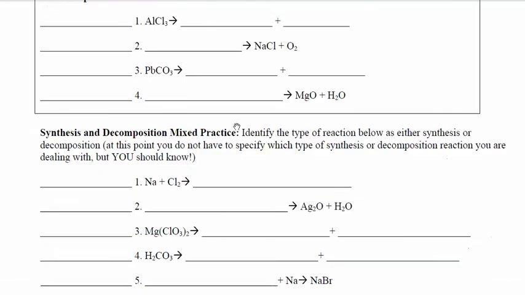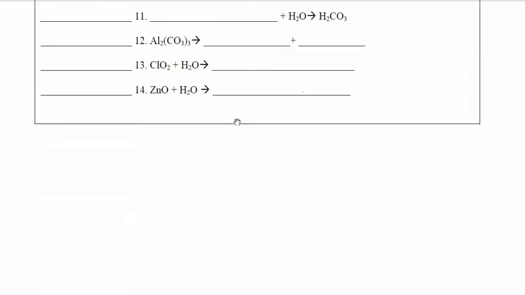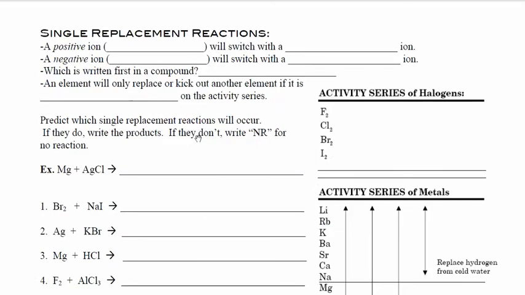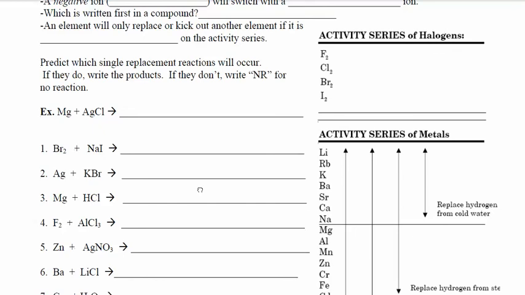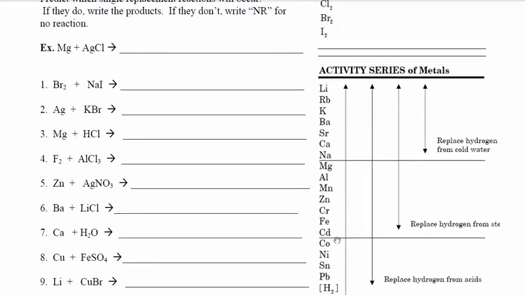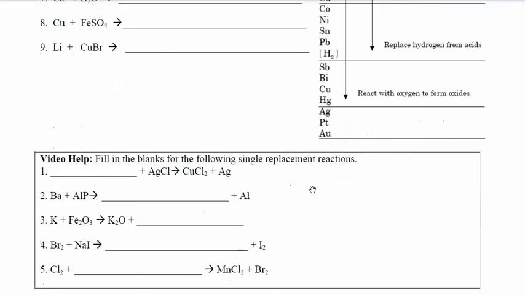That was decomposition. For single replacement reactions, guys, remember a metal kicks out another metal, or positive kicks out a positive. So Mg would kick out Ag, a negative kicks out a negative, so Br would kick out I. Do remember, though, that in order for something to kick something else out, it has to be higher on the activity series. So in order for Mg to kick out Ag, Mg has to be higher on the activity series, which as you can see it is, so that reaction would occur. Otherwise, you would have no reaction.